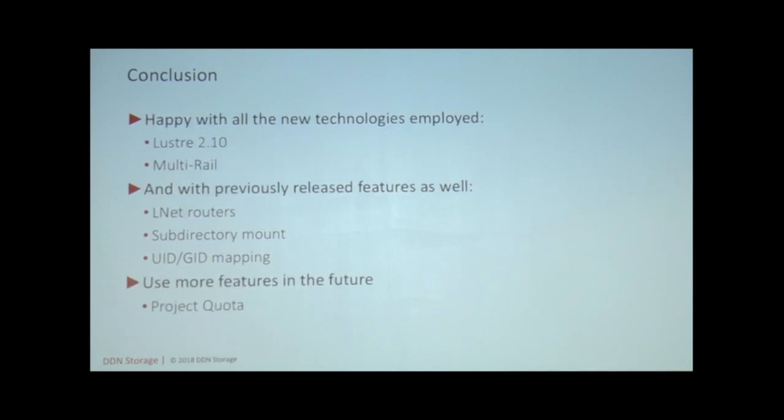We are quite happy with the new technologies employed in this project. So as I said, we are using Lustre 2.10 LTS version, which is pretty stable. We are using multi-rail as well, which works fine. We are also happy with the previously released technologies I wanted to mention, so ALNet routers, subdirectory mount, UID-GID mapping.